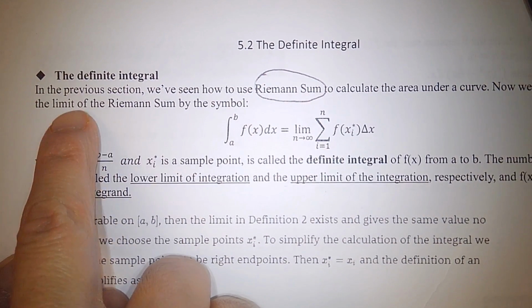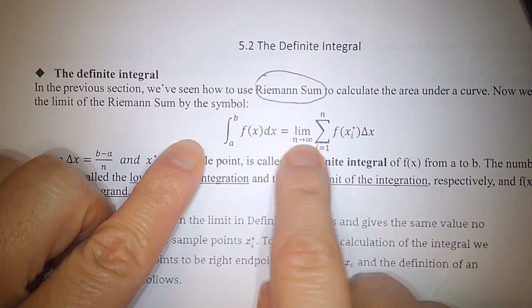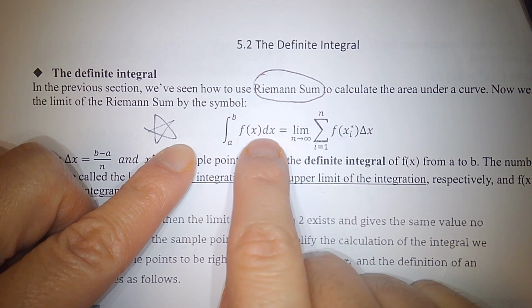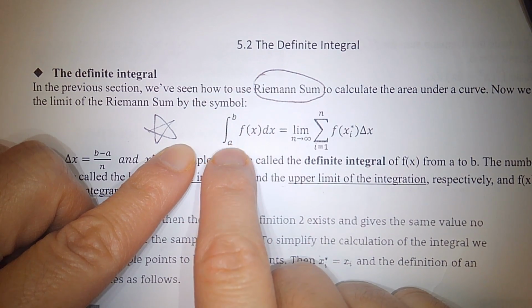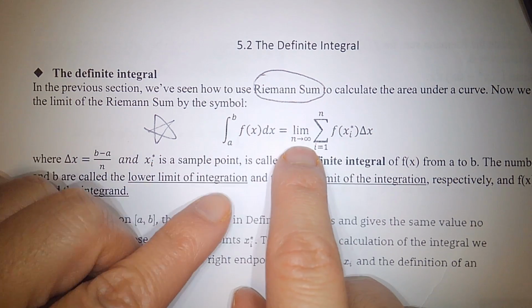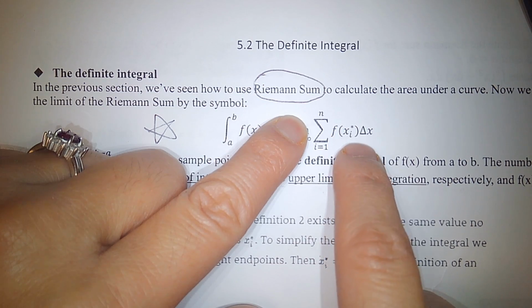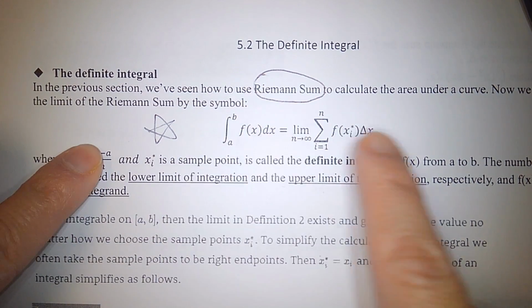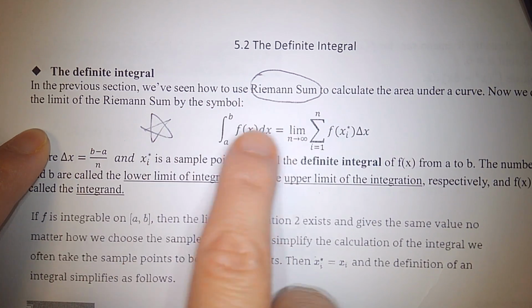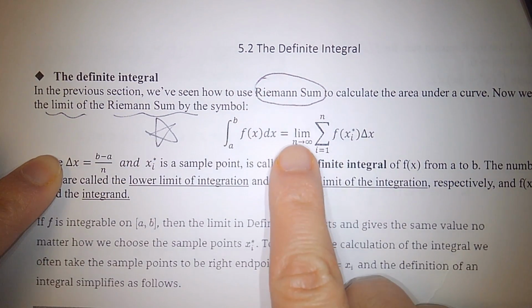Now we denote the limit of the Riemann sum by a symbol, so we get this conclusion: the integral of f of x dx, where x varies from a to b, equals the limit as n goes to infinity of the sum from i equals 1 to n of f of xi star delta x. The definite integral is defined by the limit of the Riemann sum.